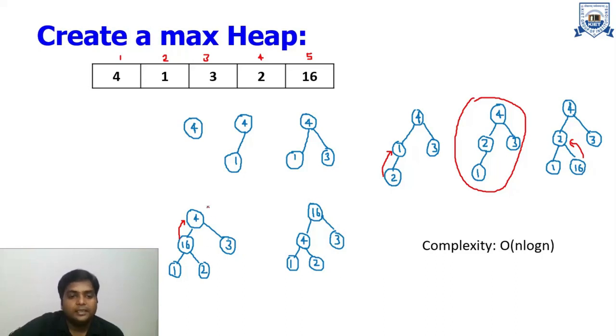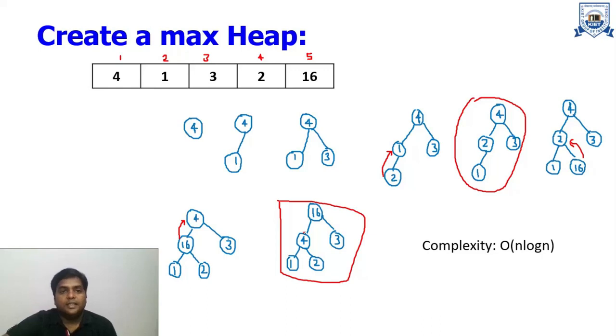But again it does not satisfy the properties of max heap. So again we swap 16 and 4, because 4 is less than 16. Now the position of 16 is over here and 4 will move over here. Now this tree satisfies the property of max heap. It is a complete binary tree, and each node has values greater than its children. So in this way we create a max heap.